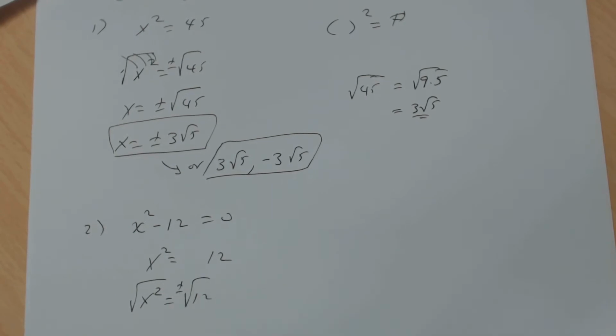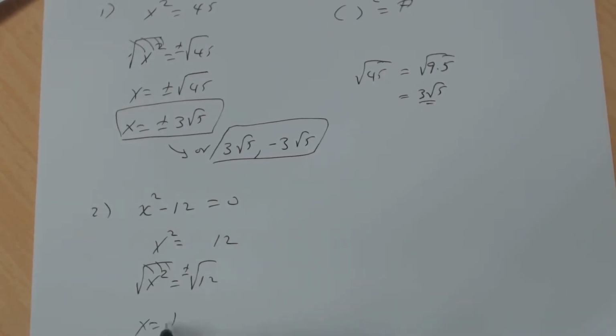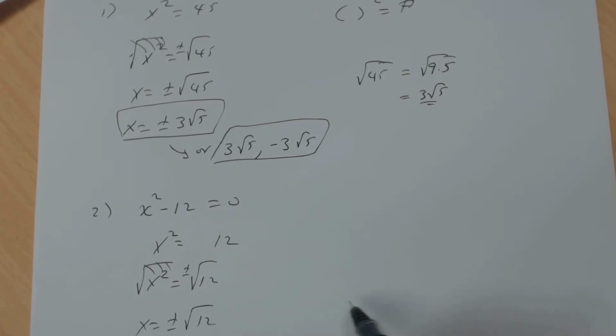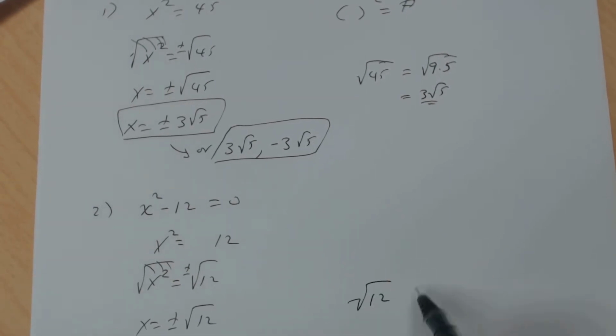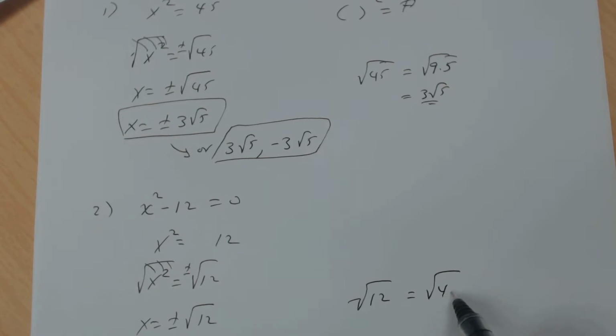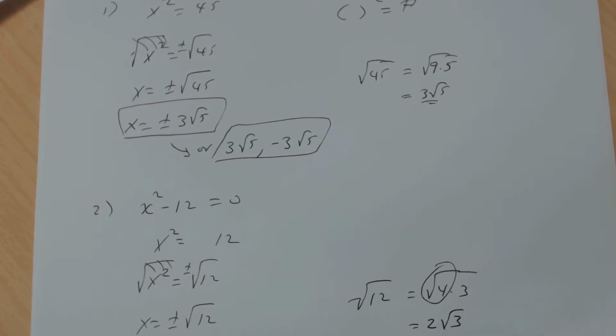Don't forget the plus or minus. The square and the square root will undo each other, so you get x equals plus or minus the square root of 12. Simplifying the square root of 12, I'm going to get the square root of 4 times 3. The square root of 4 is 2, so you get 2 square root of 3. And so the answer is plus or minus 2 square root of 3.